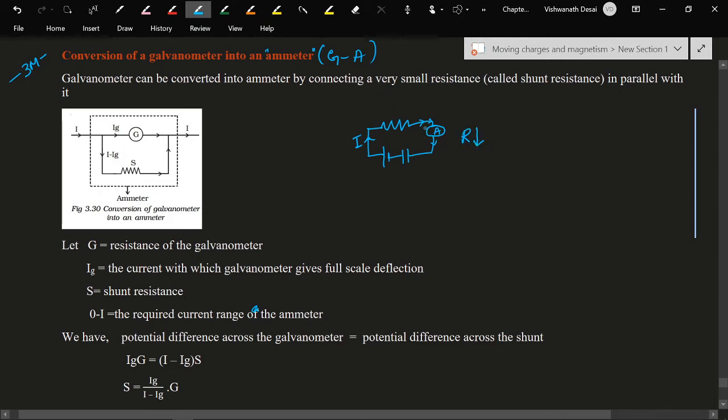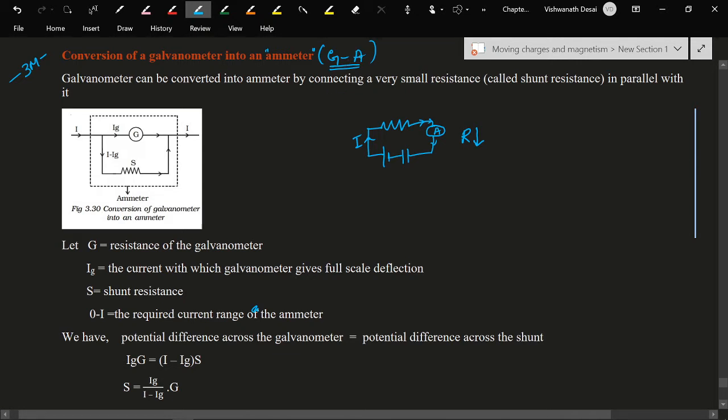If resistance is high, what happens? It alters the current in it. That should not happen. That is why the resistance should be maintained very low in an ammeter. But our aim here is the conversion of galvanometer to ammeter.